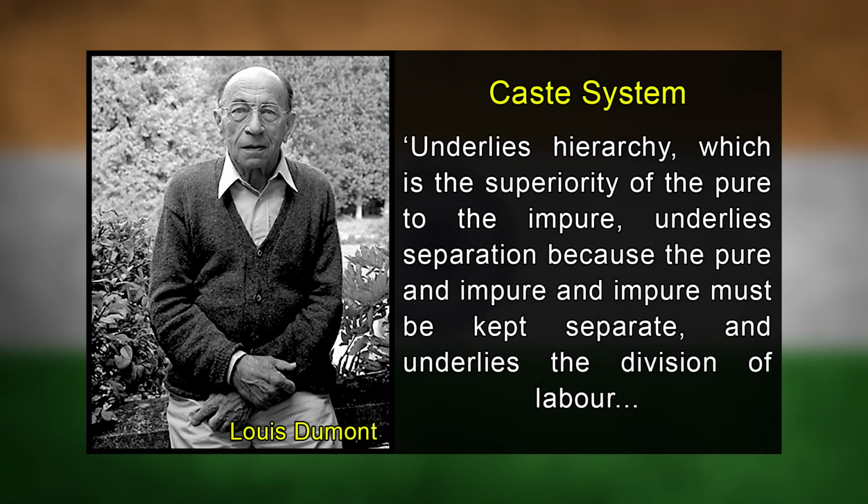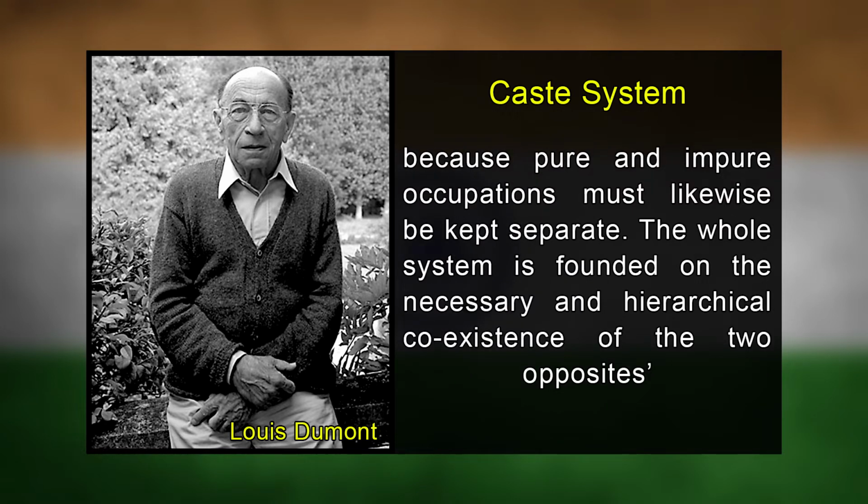Louis Dumont says that the caste system underlies hierarchy, which is the superiority of the pure over the impure, underlies separation because the pure and impure must be kept separate, and underlies the division of labor because pure and impure occupations must likewise be kept separate.